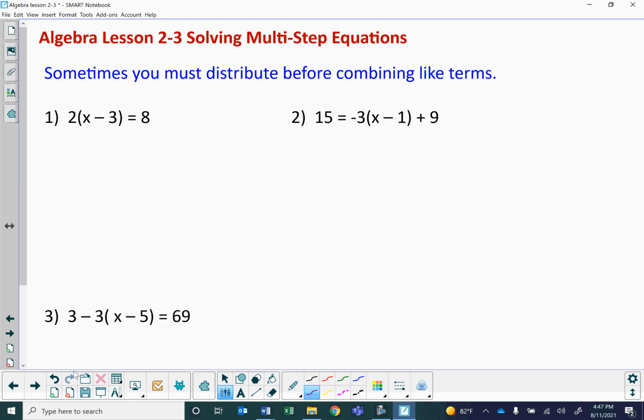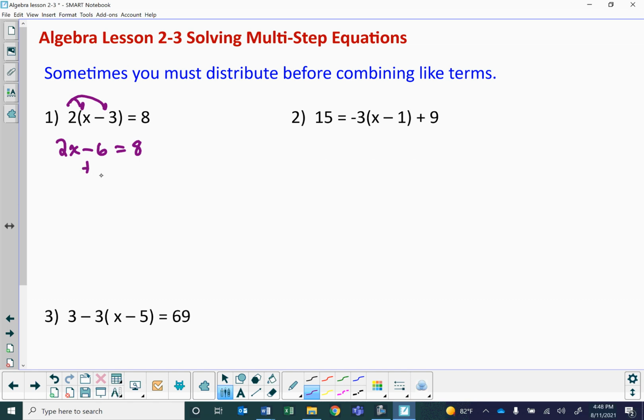2 parentheses x minus 3 equals 8. So let's distribute this 2. So 2 times x is 2x. 2 times negative 3 is negative 6, is equal to 8. So 2x minus 6 is equal to 8. Once you've got it like that, it's just a typical two-step equation, and we're going to solve this two-step equation.